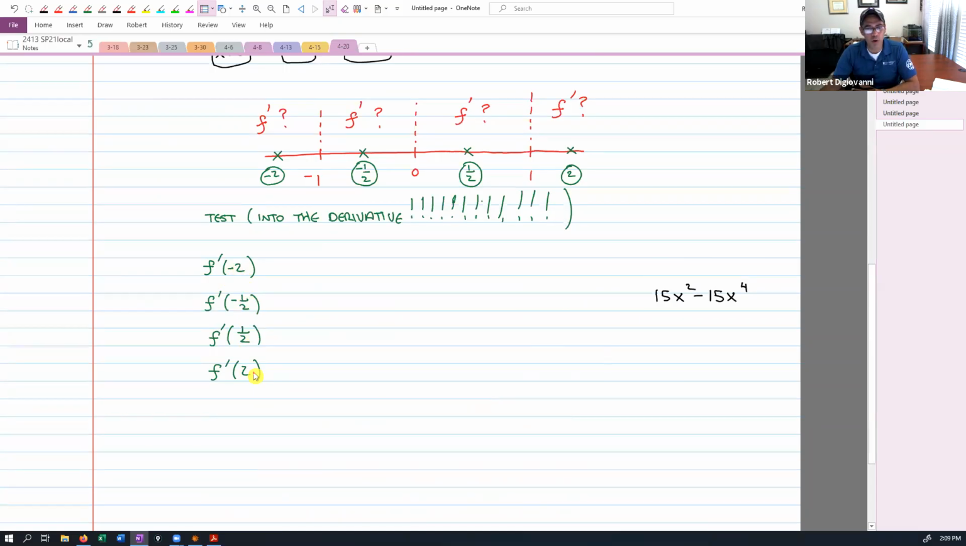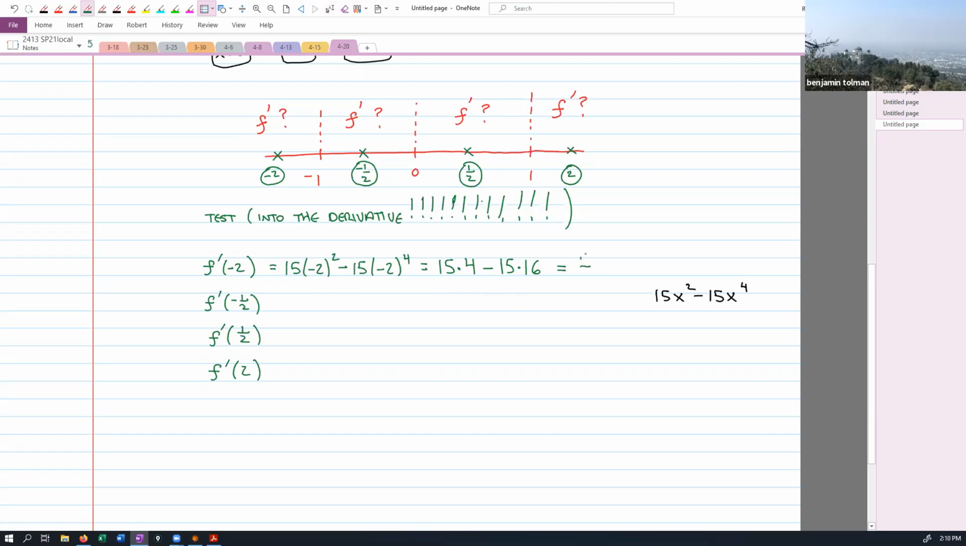I'm going to do the first one, but then I don't know if I'm going to do all of them, because this is tedious work. So this is going to be 15 times -2 squared minus 15 times -2 to the 4th, which is 15 times 4 minus 15 times 16. All I really care about is whether or not this answer is positive or negative. Can somebody tell me if it's positive or negative? Negative. It's negative. Okay, so that's a negative sign with a little circle around. That's a negative number.